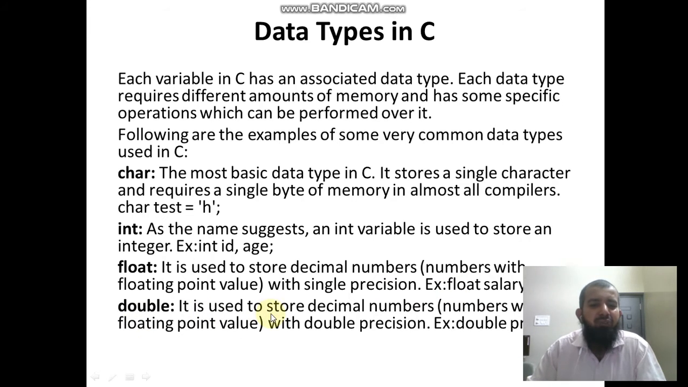Double is used to store decimal numbers with floating point values with double precision. So float and double both are for decimal numbers. But float is for only a few decimal places, and double for many decimal places. For example, after the point you can include 10, 15 decimal places, but in float it is very limited to 4 to 5 decimal places.